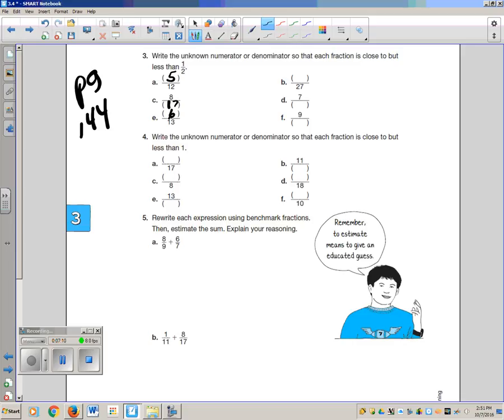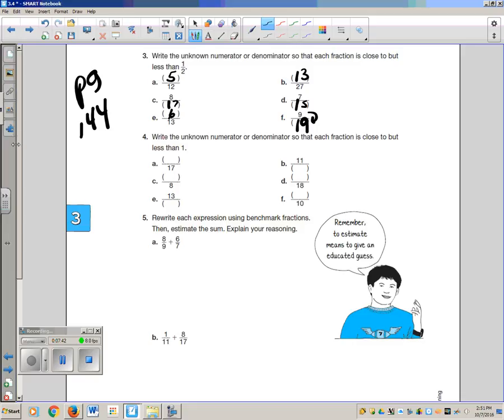27ths, that would be 13. So if I double 13, I get 26. That's less than a half. 13.5 27ths is a half. If I double 7, I get 14. That's equal to 1/2. We want to be a little bit less, so I'm going to put 15 there. Double 9 would be 18. 9 eighteenths is a half, so I want a little bit less, so I'm going to change the denominator to 19.